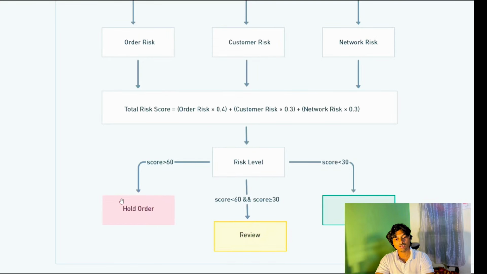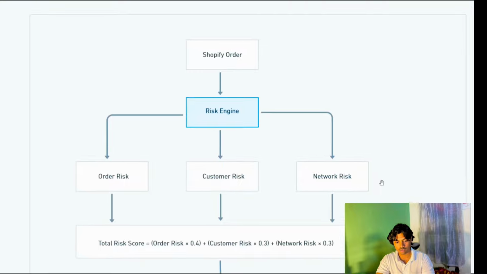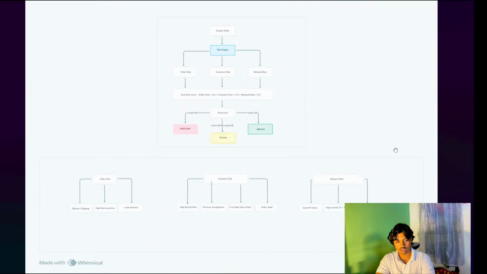Then we can say to hold this order for fulfillment. If the score is between 30 and 60, then we will mark it as to be reviewed. And if the order score is less than 30, then we will simply approve those orders. So this is how our fraud detection is going to work theoretically. Now I will show you the system in action.